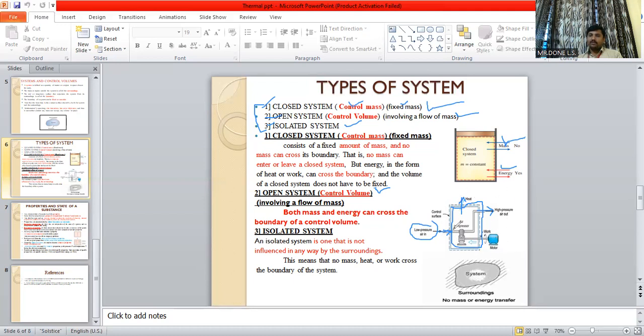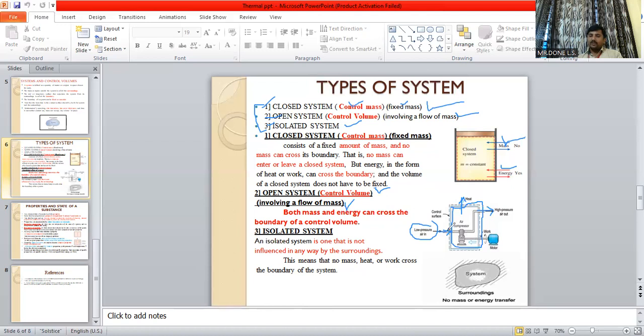This type of system is known as an open system, involving a flow of mass. In this system, involving the flow of mass, both mass and energy can cross the boundary of the control volume. This is known as an open system.